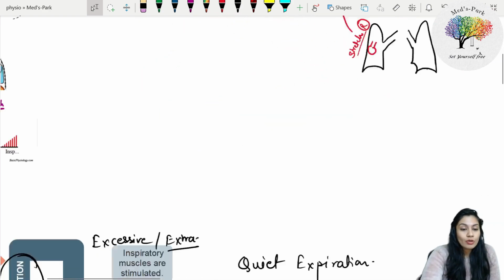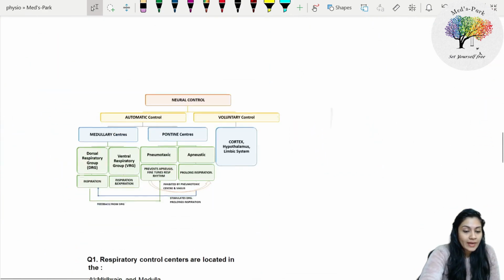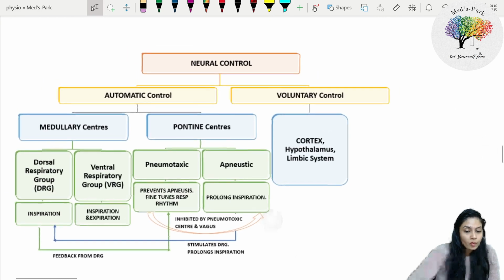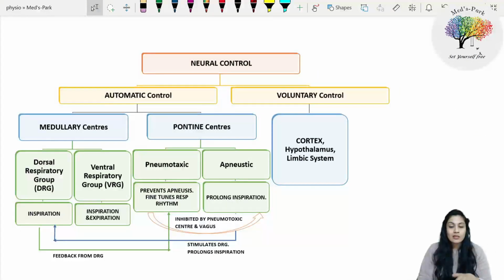Okay, so I would like to give you the summary at the end. So this is the chart. You can take a screenshot of it. I hope you can see over here. I'll just discuss it briefly.